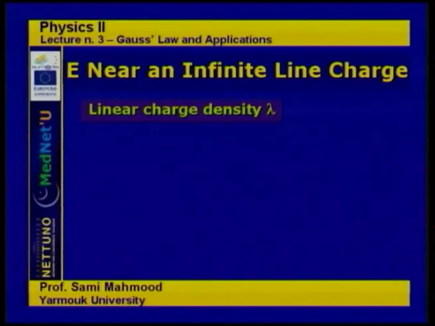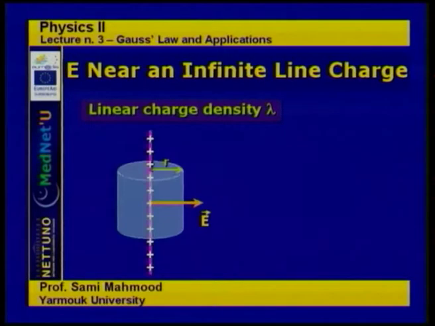In the case of an infinite line charge, we consider that the linear density is lambda in coulombs per meter, and we take a cylindrical surface around the line charge. From symmetry, we notice that the electric field is perpendicular to the line, so it is perpendicular to the lateral surface of the cylinder. On the top and bottom surfaces of the cylinder, the electric field is parallel to the surface, in the plane, but perpendicular to the lateral surface.